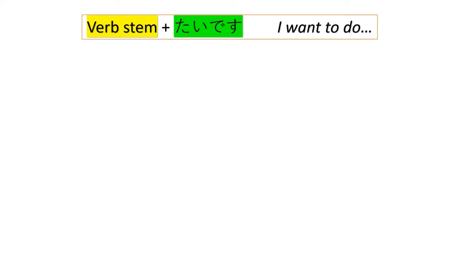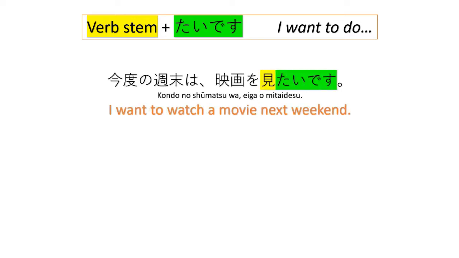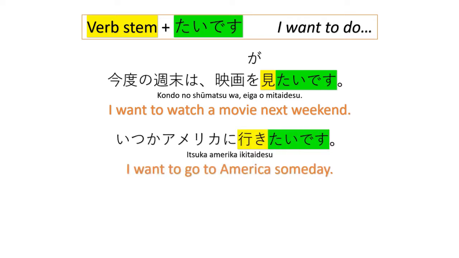So now let us see the sentences again. Kondo no shumatsu wa eiga o mitai desu. The kanji highlighted in yellow is the verb stem, and tai desu is in green. Itsuka America ni ikitai desu. Here, iki is the verb stem. It comes from ikimasu. Okay?